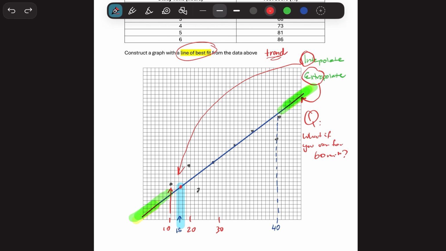And that's why your line of best fit has to go through your axes. It has to go as far as you can. Don't go outside of the graph. I've seen people do that. Please don't do that. Okay. Beautiful. That's all we got to know for that one.